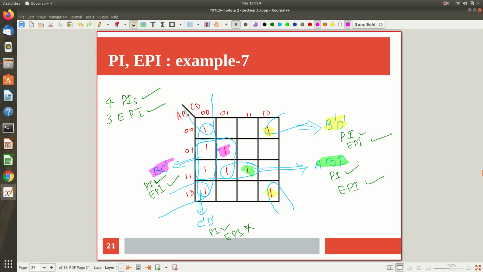So that's all. Now what else? This one is not essential because the ones are covered by other groups, so I don't have to worry about it. If you go like this, the minimization and writing the minimized expression are all very, very straightforward for you. Okay.